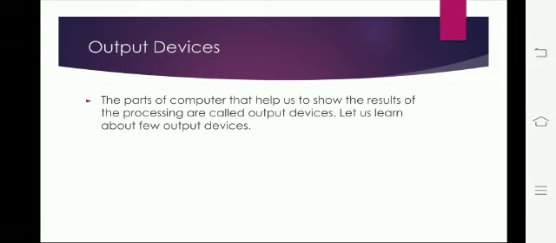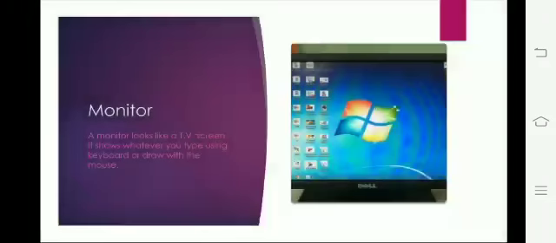Output device. The parts of a computer that help us to show the results of the processing are called output devices. When we get the results, that is output. Let us learn about a few. This looks like a TV screen, isn't it? What is this? This is a monitor. A monitor looks like a TV screen. It shows whatever you type using the keyboard or draw with the mouse.